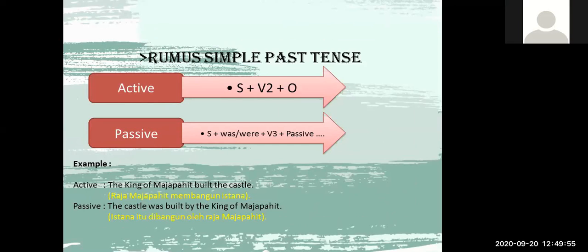Simple past tense. Active: subject plus verb 2 plus object. Passive: subject plus was or were plus verb 3 plus by plus agent. Example. Active: the king of Majapahit built the castle. Passive: the castle was built by the king of Majapahit.